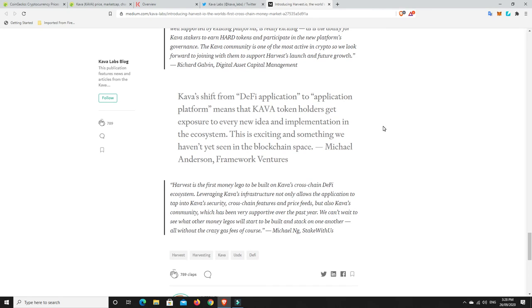All right, KAVA shifts from DeFi application to application platform. Means that KAVA token holders get exposure to every new idea and implementation in the ecosystem.